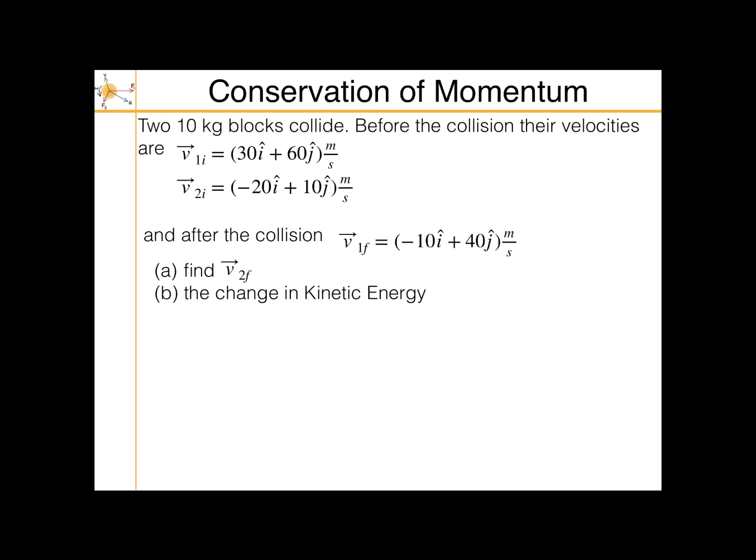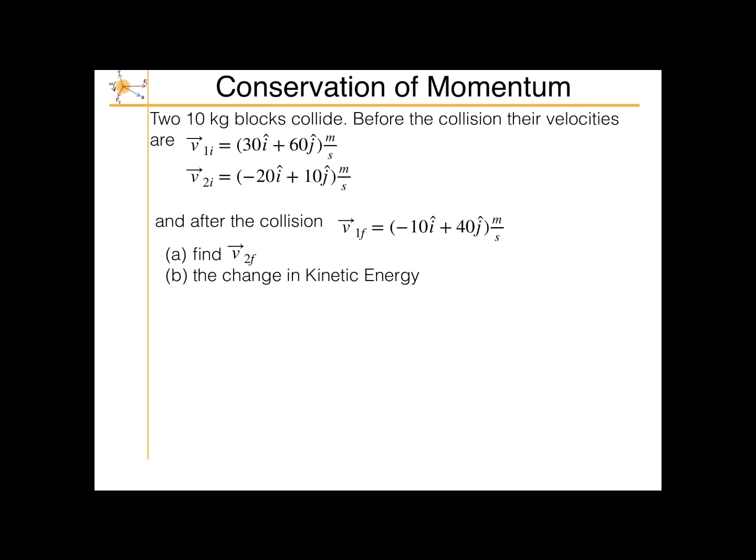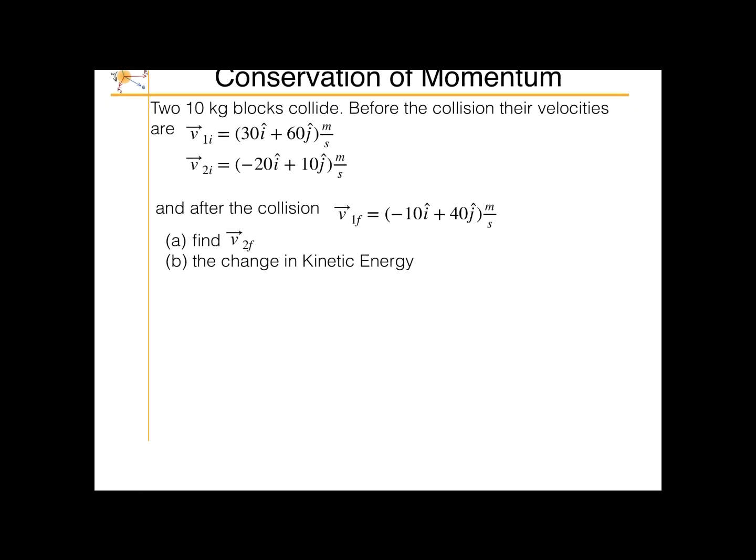This example is to show you that it's easy to do this in 2 dimensions or with vectors. So I'd like to do an example with vectors real quick. If you look here, 2 10-kilogram blocks collide. Before their collision, their velocity vectors are given like this: 30 i hat plus 60 j hat in meters per second, and for the other one it's minus 20 i hat plus 20 j hat meters per second.